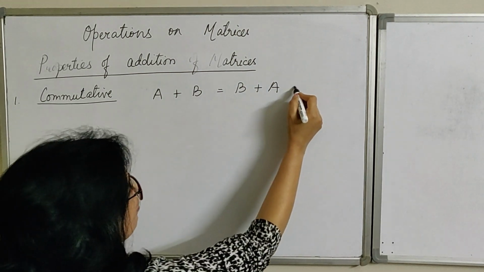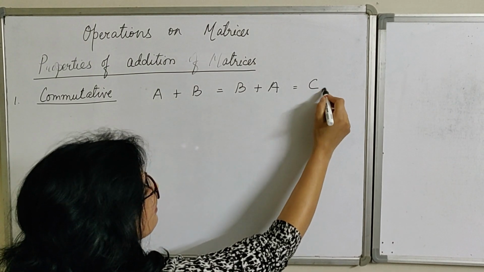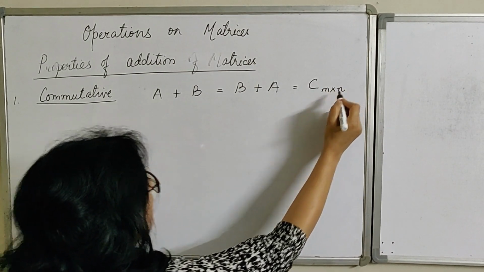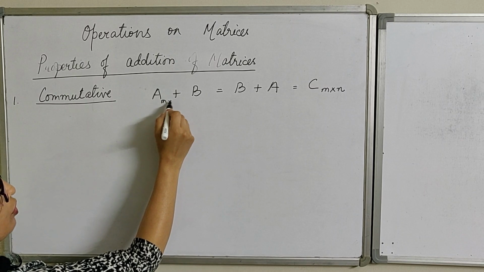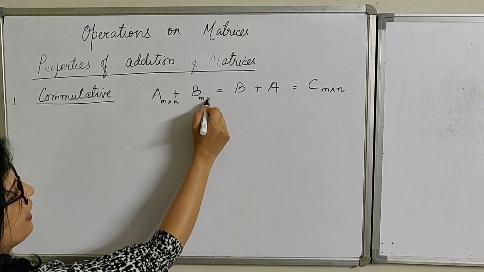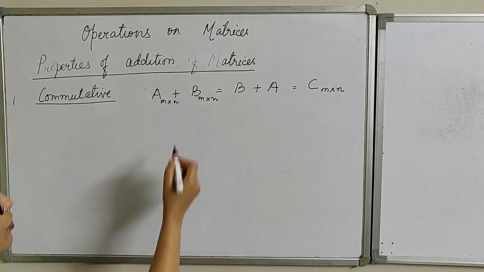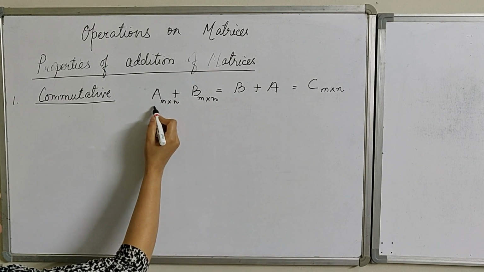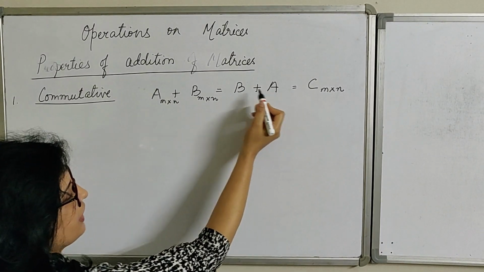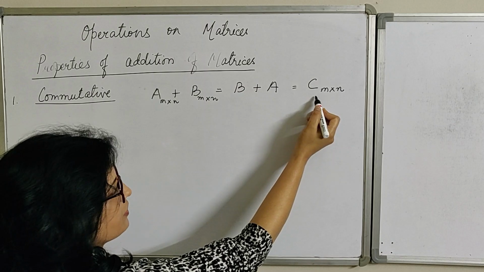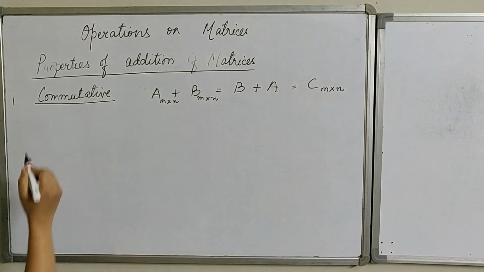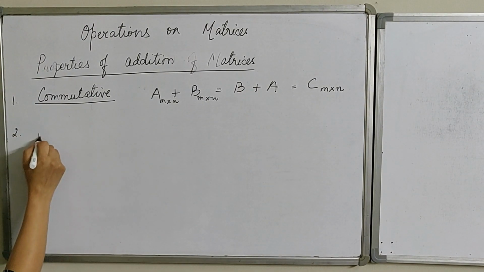So here the resultant matrix is suppose given by C. The order of matrix C is same as the order of matrix A and matrix B. So adding matrix B to matrix A and adding matrix A to matrix B gives us the same result. This result is known as commutativity of matrices.